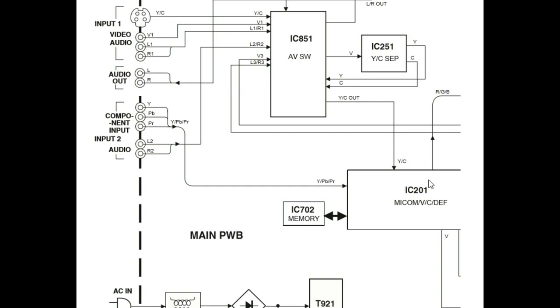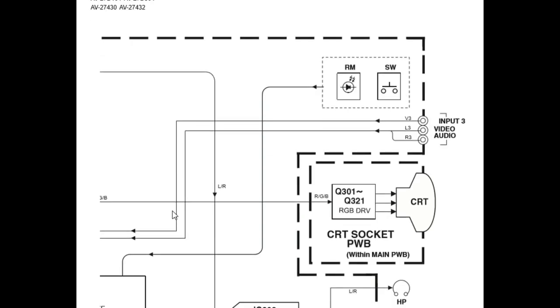And this chip simply does all of its processing, all the on-screen display mixing, and outputs the RGB signal that is then fed directly into the neck board and then the tube itself.